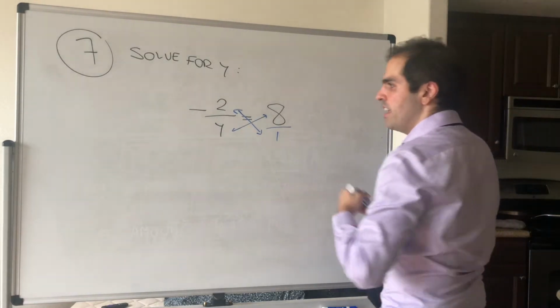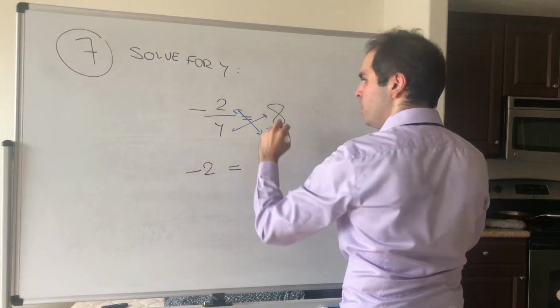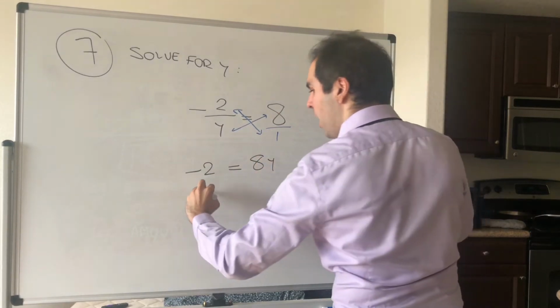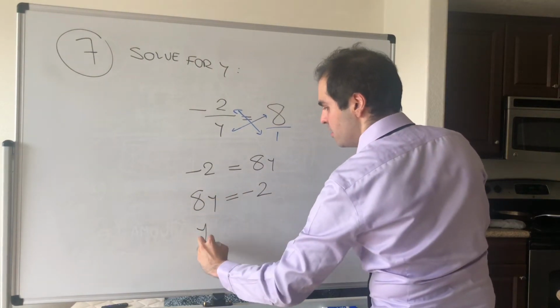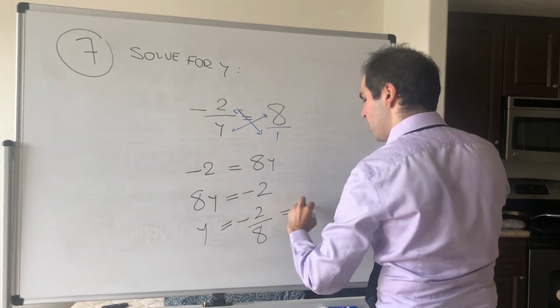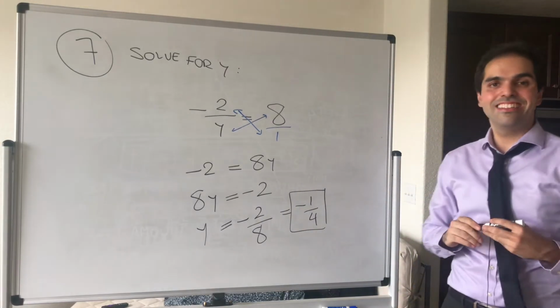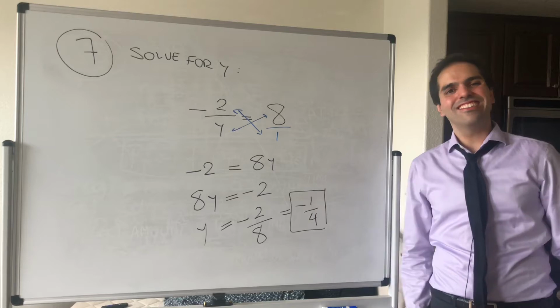So what you get is minus 2 times 1. So minus 2 equals y times 8. So 8y. And so 8y is minus 2. And so y is minus 2 over 8. And that's minus 1/4. So that is the answer here. All right, that was a cute math cookie, so let's move on.